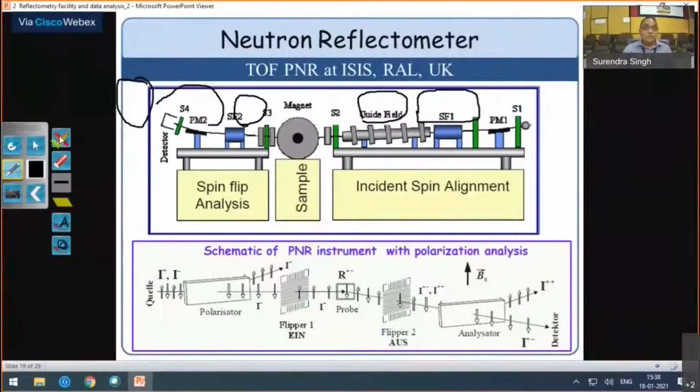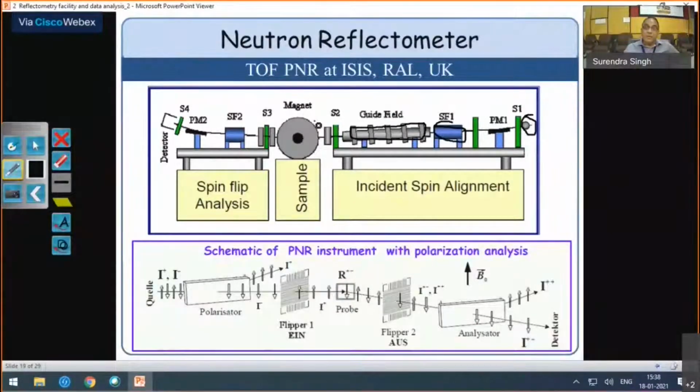A typical instrument for this is the time of flight method at RAL, UK, which I have shown here. Here we have the neutron source over here. Then this is slit one. Then we have this polarizer, another slit. Then we have a flipper over here. Then a guide field is required, because once you have polarized the neutron, a stray field should not flip the spin of the neutron. So it should stay in the same polarization. So a small guide field, 20 Oersted or so, is required throughout the trajectory of the neutron.